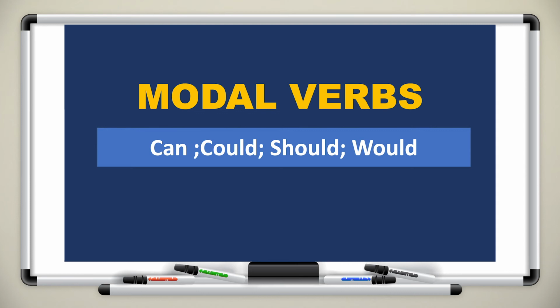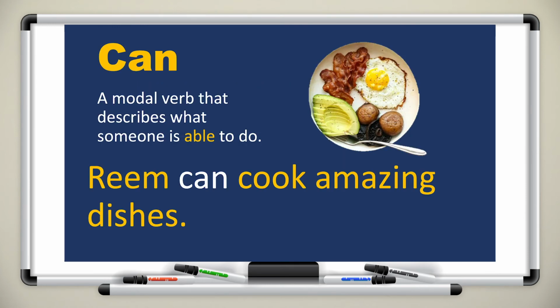Now, let's take a look at modal verbs: can, could, should, and would. Can is a modal verb that describes what someone is able to do. So, can expresses ability. For example, when I say, Reem can cook amazing dishes, in other words, Reem has the ability to cook amazing dishes. So, can here is to express ability.